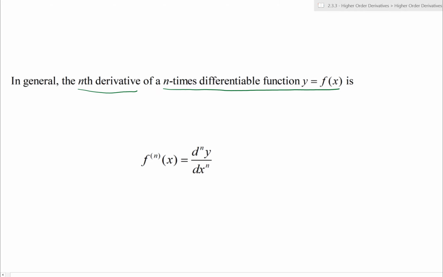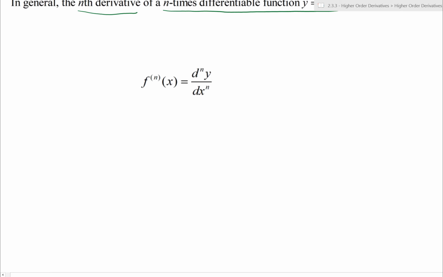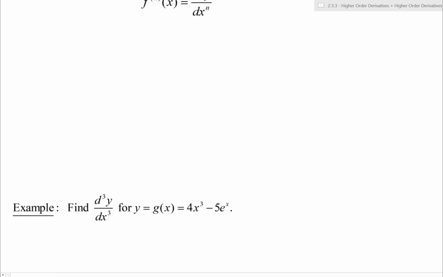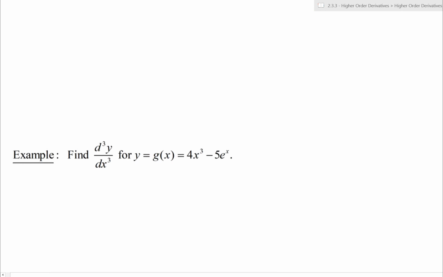And now that we've kind of introduced that notation, let's go ahead and just find a couple of derivatives that are of higher order. So in this example right here, we're asked to find the third derivative of y with respect to x, where y is this function g of x, which is 4x cubed minus 5 times e to the x.